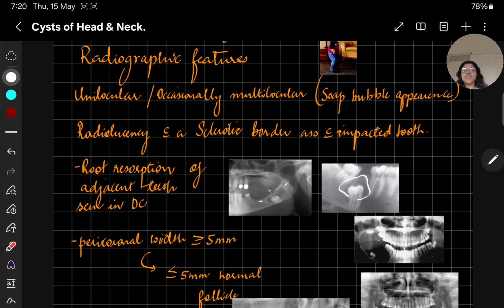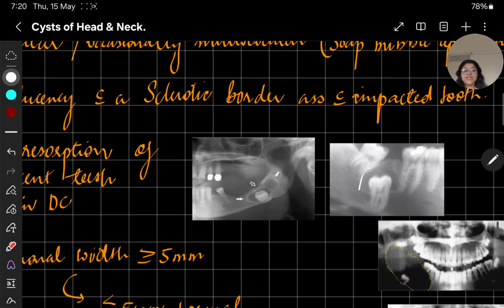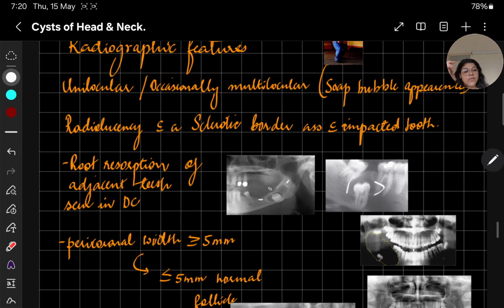Root resorption of adjacent teeth is seen in dentigerous cyst. So in dentigerous cyst you will see root resorption of the adjacent teeth. Here you can see proper root resorption of the adjacent teeth.